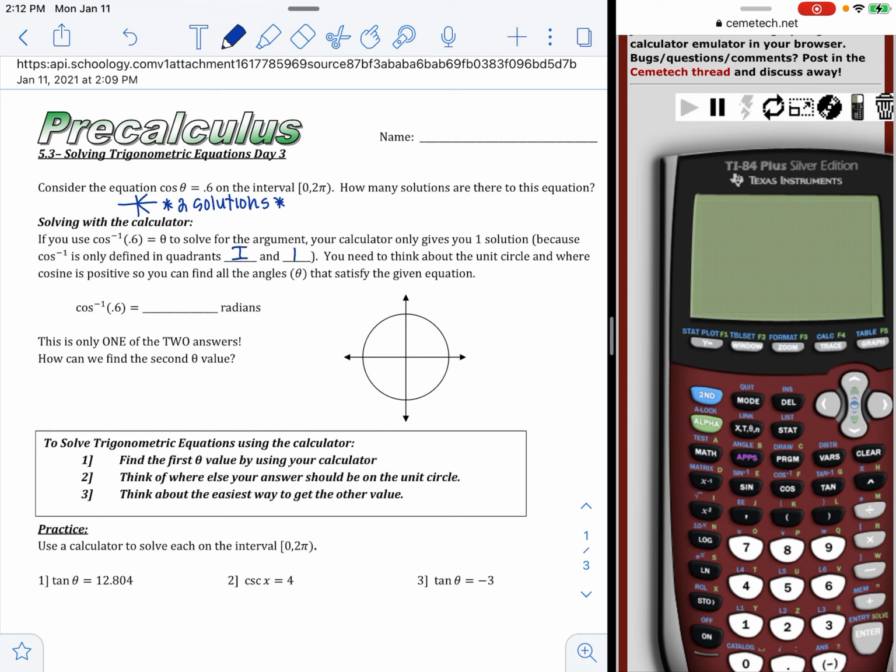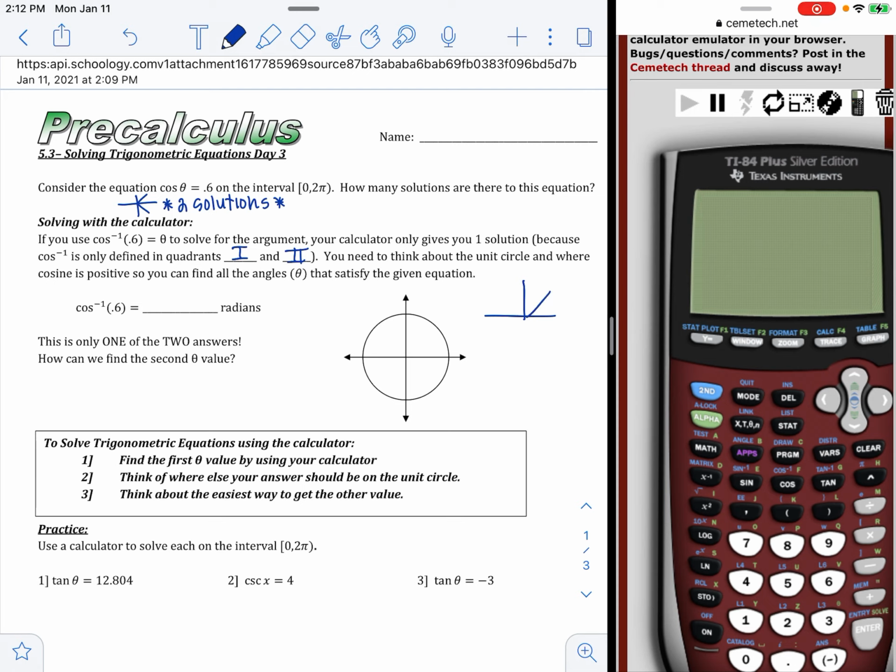I feel like that sentence doesn't make sense. Let me read it again. Because cosine inverse is only defined in 2 quadrants, quadrant 1 and 2, right? And since it's positive, it's only going to give us the answer in the first quadrant. So you need to think about the unit circle and where cosine is positive so you can find all the angles that satisfy the given equation. So basically, we have to use the unit circle to help us get the second answer, okay?